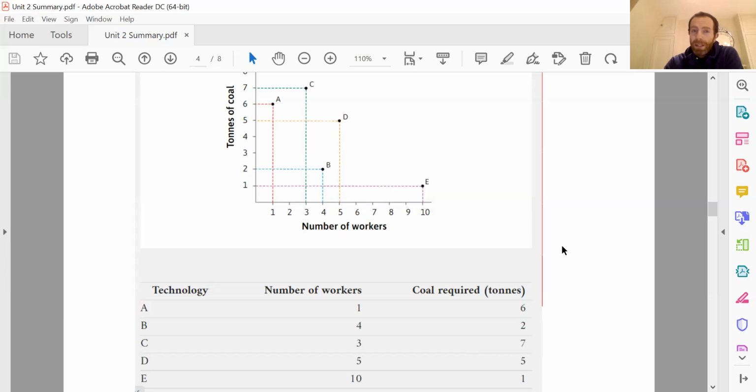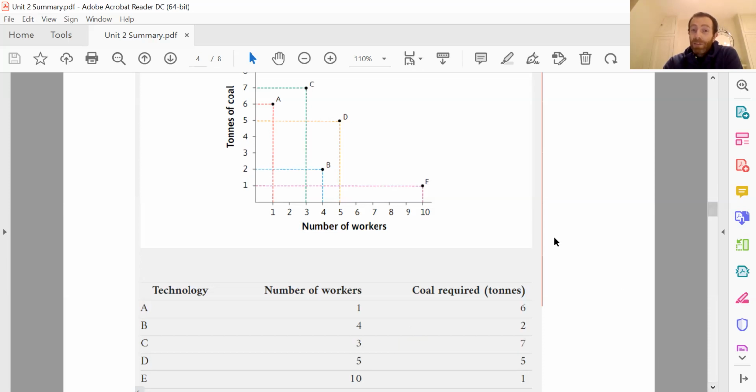Another one that's completely ruled out, that is strictly dominated, would be technology D for the same sort of reason. Right? If we compare D to B, D uses 5 workers, B uses 4. D uses 5 tons of coal, B uses 2. So B strictly dominates D. You know, it's better, it uses fewer inputs to get the same level of output. So that's one way we can start to rule out some choices.